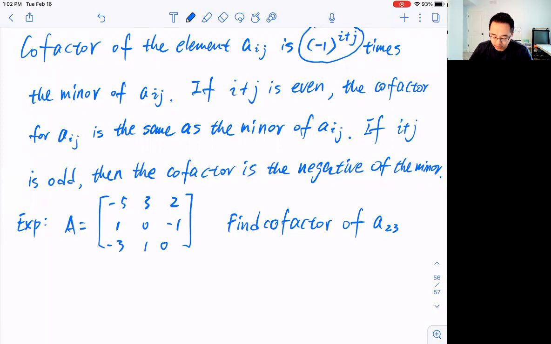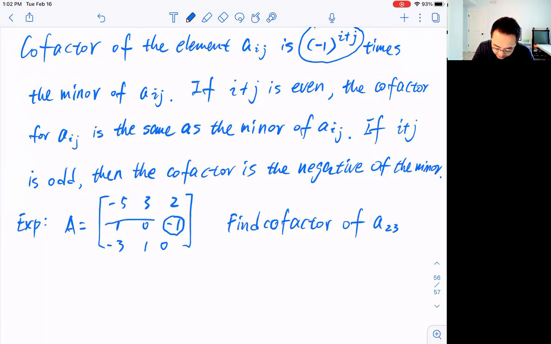To solve this, we know A2,3 means it's the element on the second row and third column, which is right here. This is the second row, third column. To find the cofactor of it, we know that we need to find the minor of it.